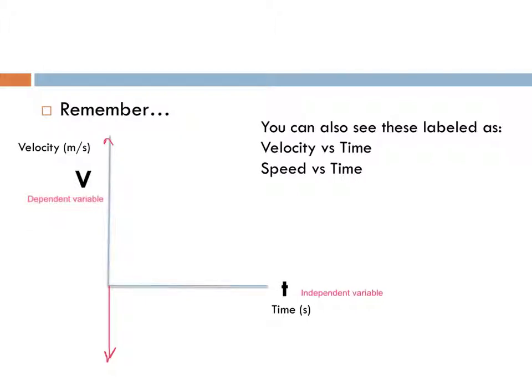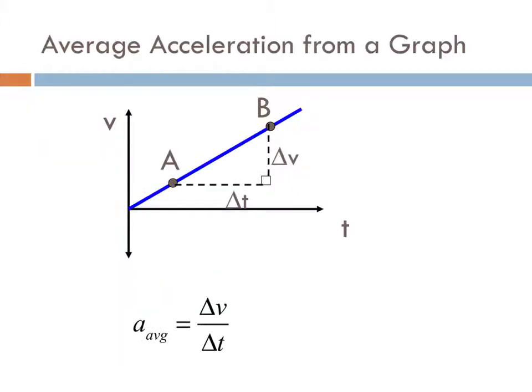Same thing went for position versus time graphs. So for the slope of a velocity versus time graph, again, we look at our units. If we have meters over seconds, then we have meters per second squared, which means acceleration. So again, for the slope of a velocity time graph, we get acceleration. Mostly the examples that we're going to see are going to be constant acceleration.